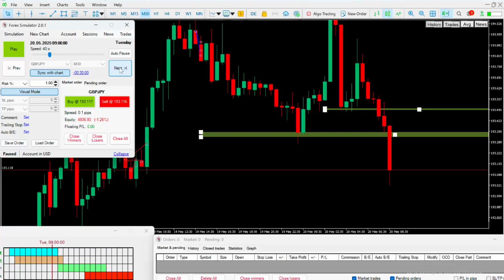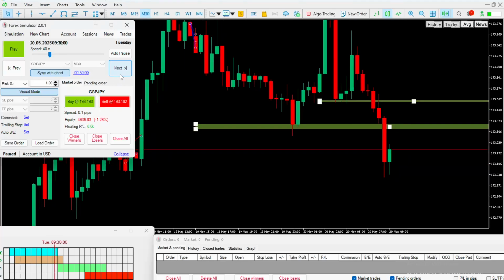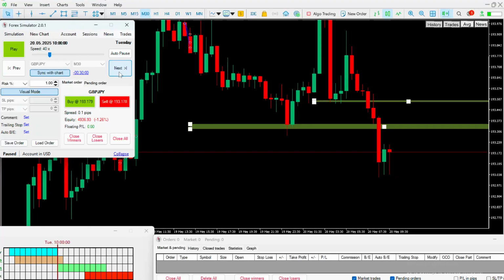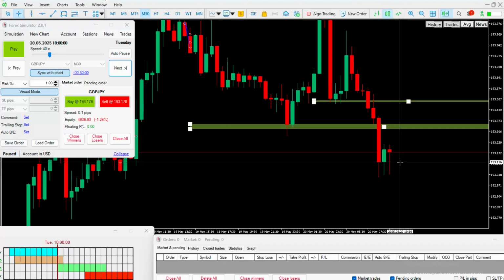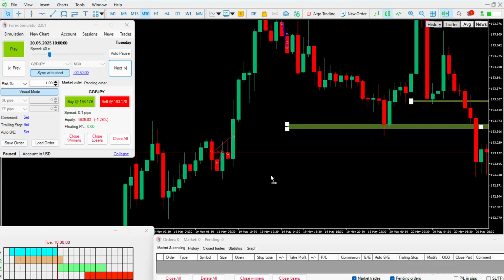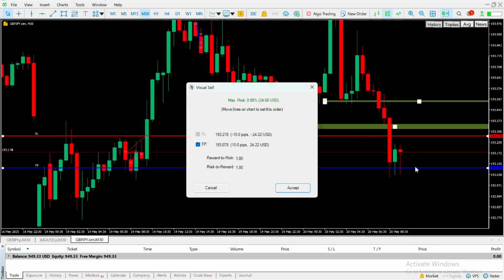I'll fast forward this, because I'm not taking any sells here. Fast forward this, and this. Okay, this is tricky. I could take a sell here. I'll take 0.5%. Let's see.